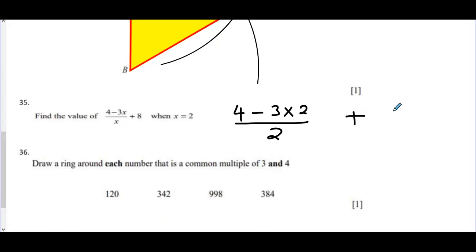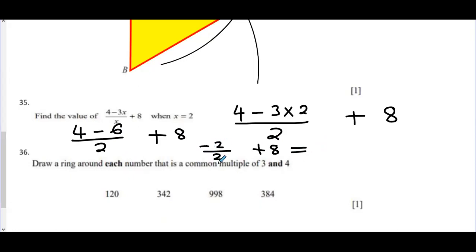Then later I'm going to need to add 8. So I need to do this calculation: 4 minus 3 times 2 is 6, over 2. Later, I'm going to add 8. 4 minus 6 is negative 2. This is negative 2. Divide by 2. Then later, I'm going to add 8.